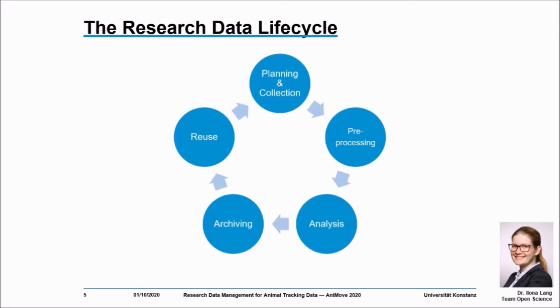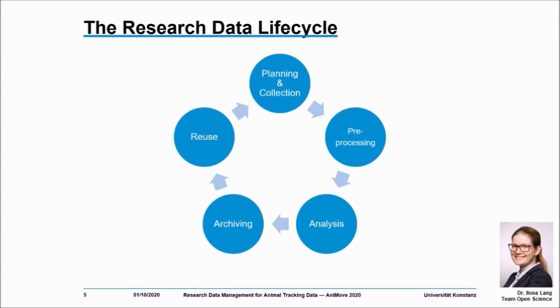In research data management, the research process is often visualized as a cycle, the research data lifecycle. This version of the research data lifecycle consists of 5 different phases. If you take a look at different institutions, you might also find other visualizations, but the main steps are always the same. The first phase is planning and collection.